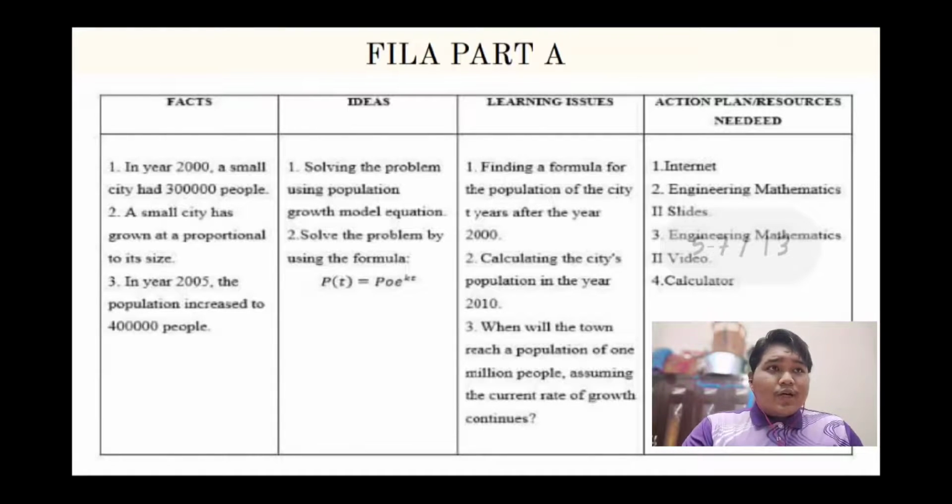The learning issues are: first, finding a formula for the population of the city 3 years after the year 2000. Second, calculating the city's population in the year 2010. Third, when will the town reach a population of 1 million people, assuming the current rate of growth continues?